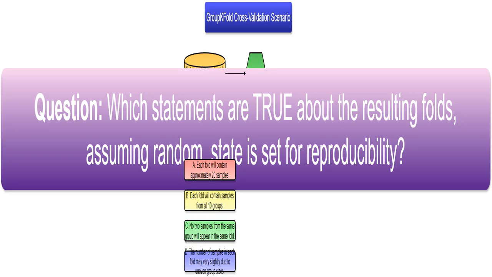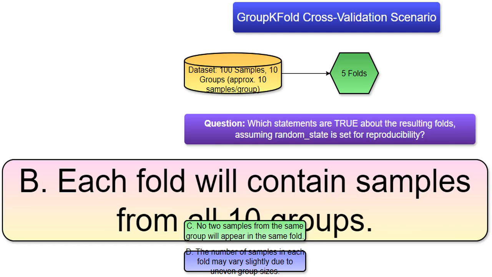Ideally, yes, with 100 samples and 5 folds, each fold should have around 20. However, GroupKFold prioritizes keeping samples from the same group together. This can slightly change the fold sizes. This isn't guaranteed. GroupKFold's main goal is to keep groups whole in each fold, so some folds might miss some groups. Think of it like trying to divide project teams. You might not get all groups represented in each team.